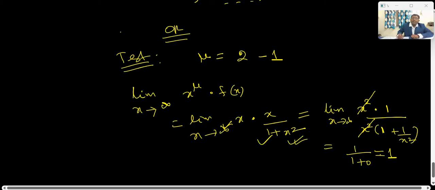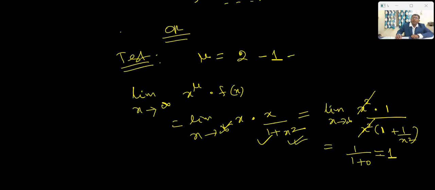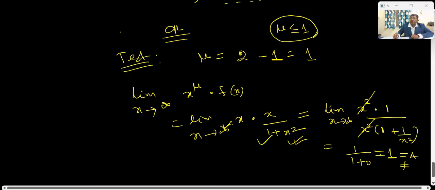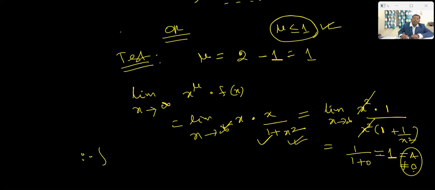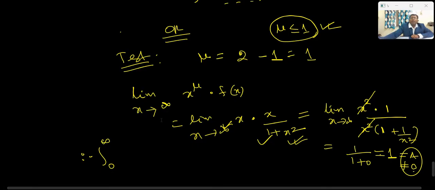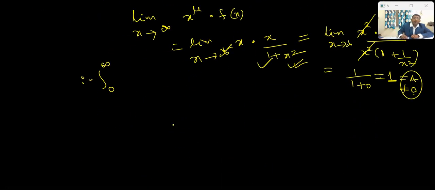Now you see, it is the second case here, but we are taking mu as 1. It is a case of mu less than or equal to 1. Another thing we note is that this a here is not equal to 0. So this limit is a finite value not equal to 0 and mu is less than or equal to 1. Therefore the integral from 1 to infinity of x by 1 plus x square dx is divergent.